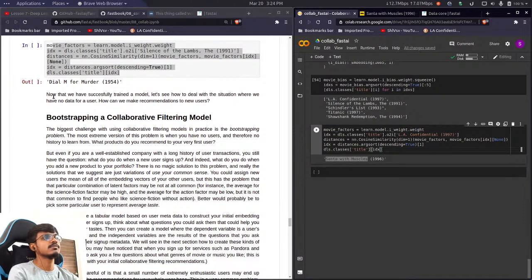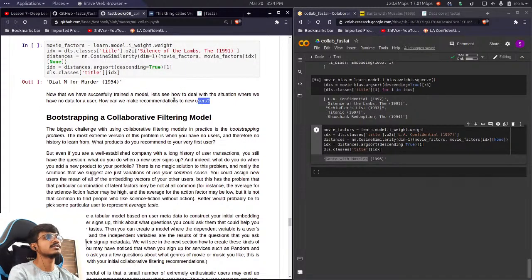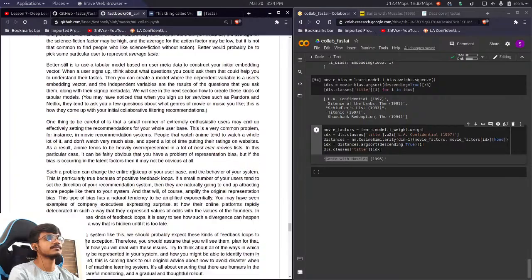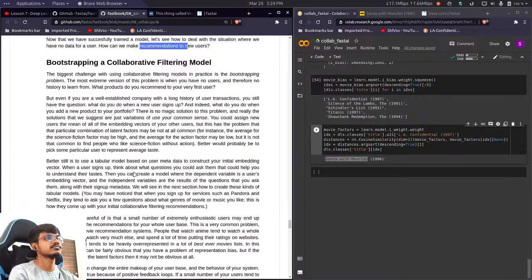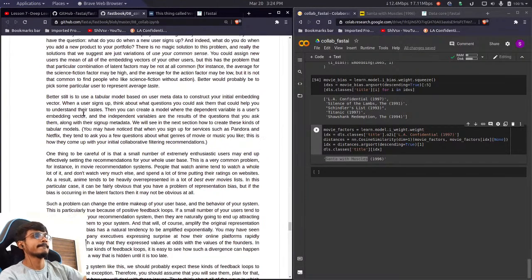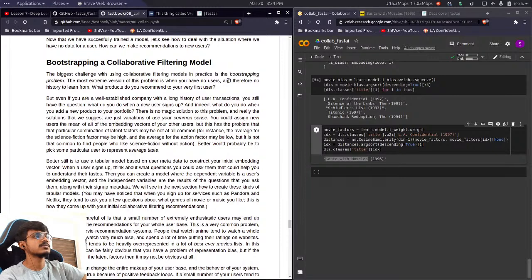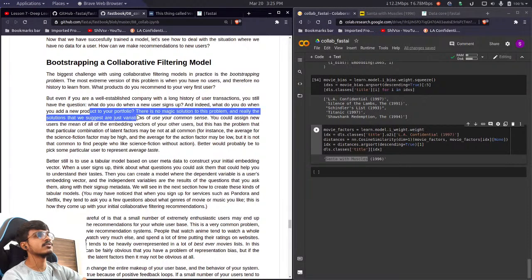Let's move on. Now that we have successfully trained a model, let's see how to deal with the situation where we have no data for a user. How can we make recommendations to a new user? The biggest challenge with using collaborative filtering models in practice is the bootstrapping problem. The most extreme version of this problem is when you have no user, and therefore no history to learn from. What products do you recommend to your first user? Well, even if you are a well-established company with a long history of user transactions, you still have the question: what do you do when a user signs up? And indeed, what do you do when you add a new product to your portfolio?